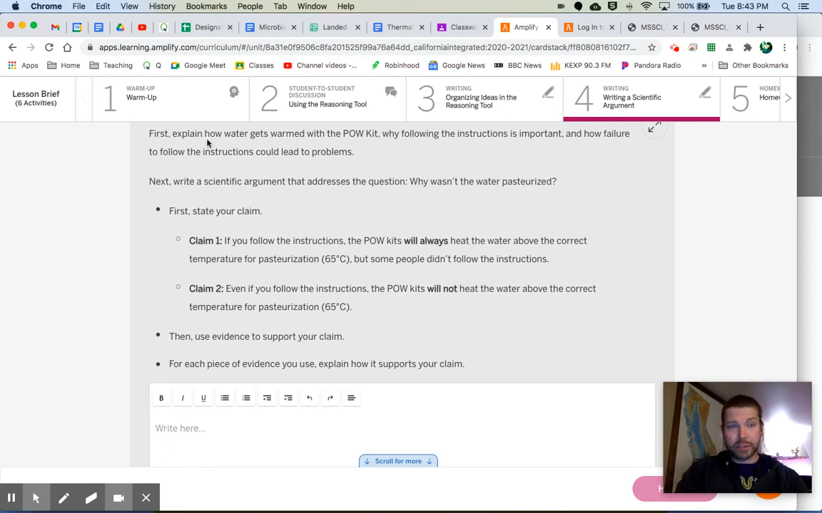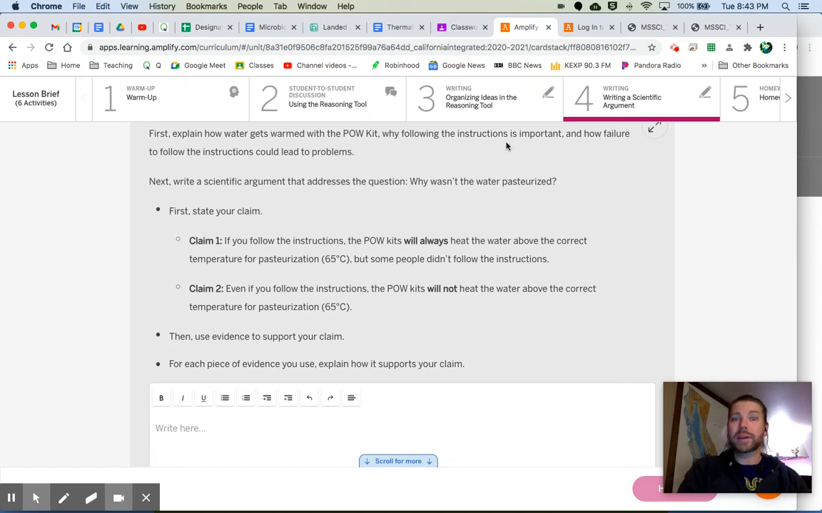So we have some instructions. First, explain how water gets warmed with the PAL kit. Oh, okay. So they actually want you to review the instructions, which you should have. If you don't have them, go back to lesson 4.1. I attached them to the lesson in Google Classroom.